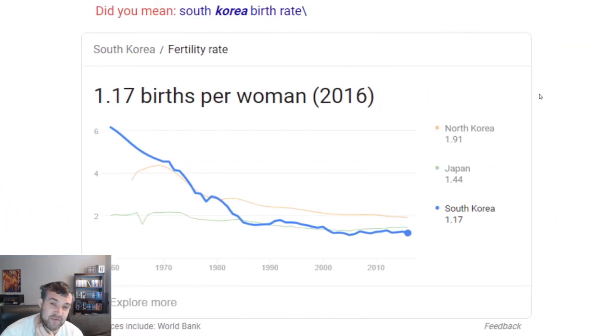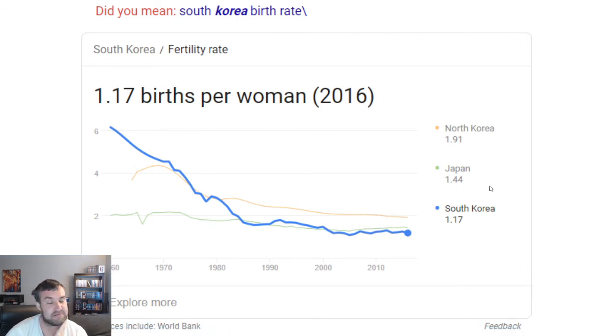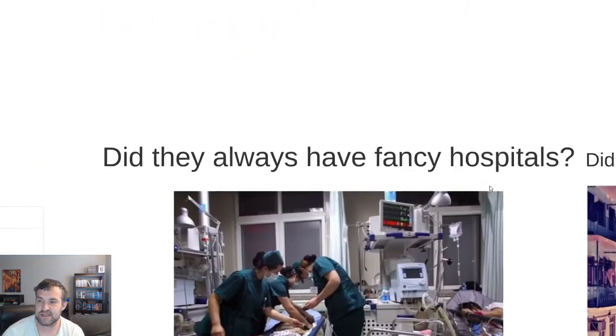Births per woman in South Korea, 1.1. Ooh. Yeah, South Korea, you're approaching a stage 5 economy real quick. It actually says that their birth rate were below the Japanese in this 1 year. So, like, wow, South Korea, you're in trouble.